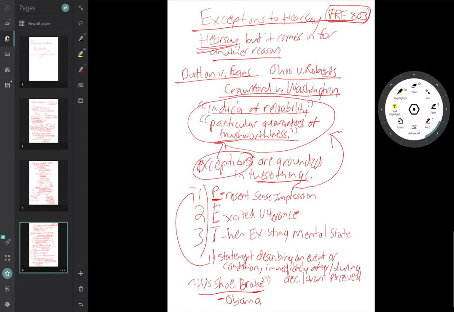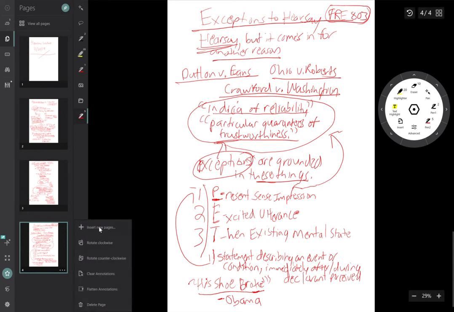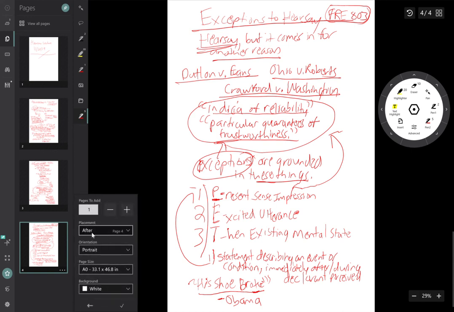Y'all see that? I hope so. That was a lot of rambling. Let me see. Now I gotta add another page because I'd be writing. Look at your neighbor, say he's almost done.